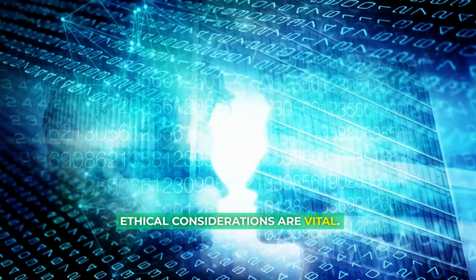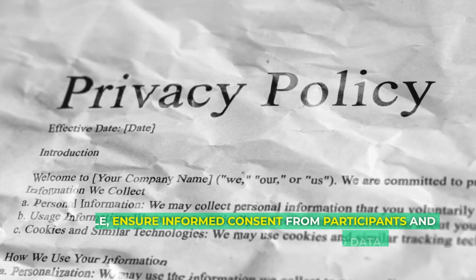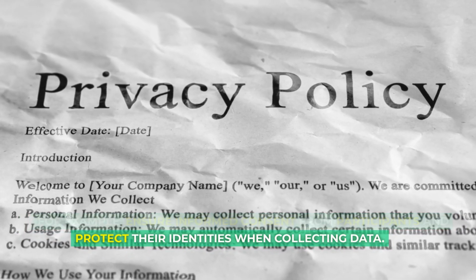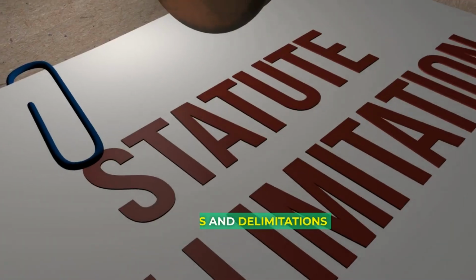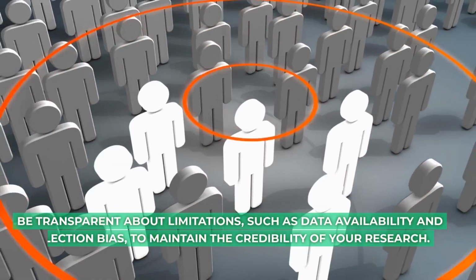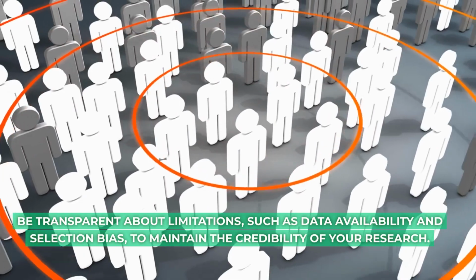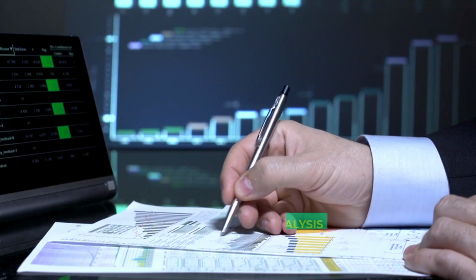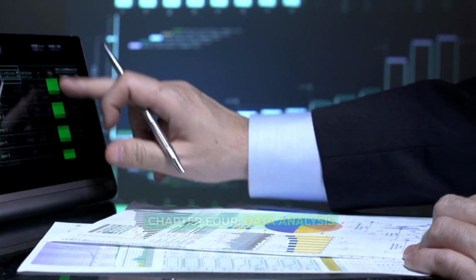Ethical considerations. Ethical considerations are vital. For example, ensure informed consent from participants and protect their identities when collecting data. Limitations and delimitations. Be transparent about limitations, such as data availability and selection bias, to maintain the credibility of your research.